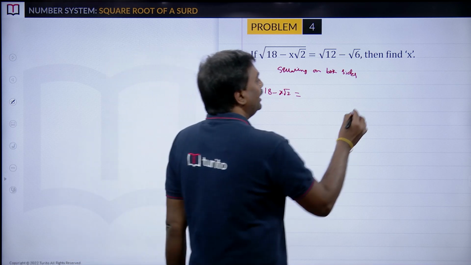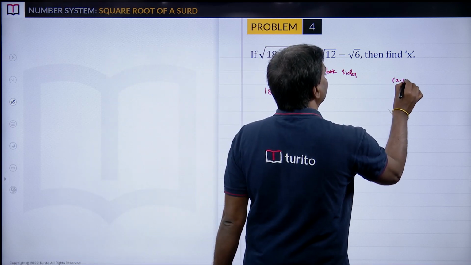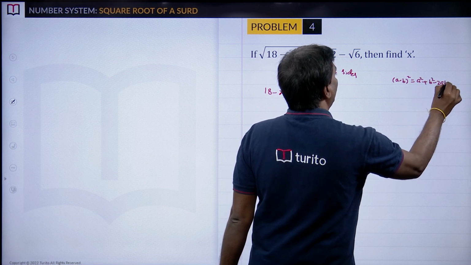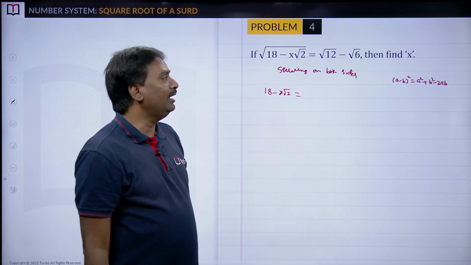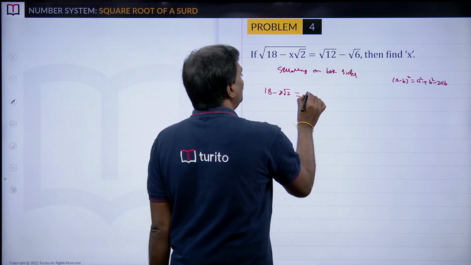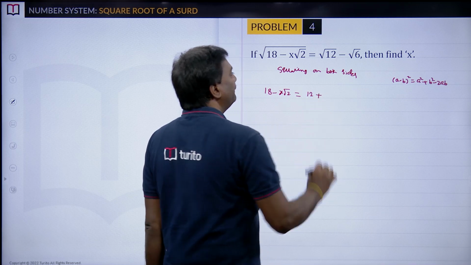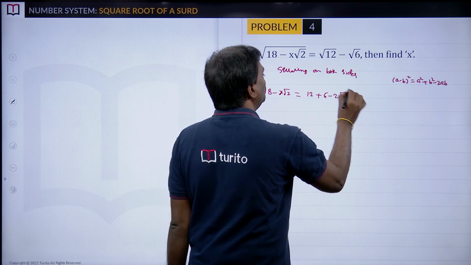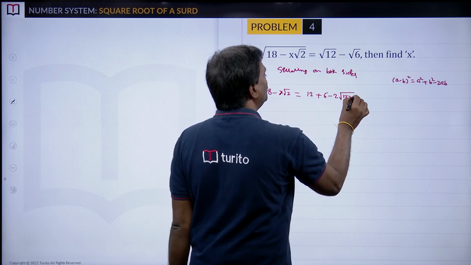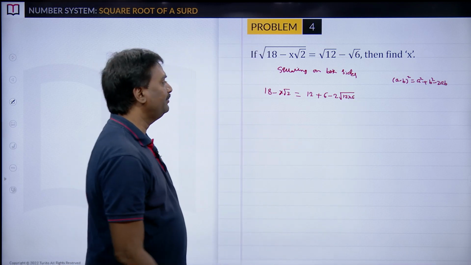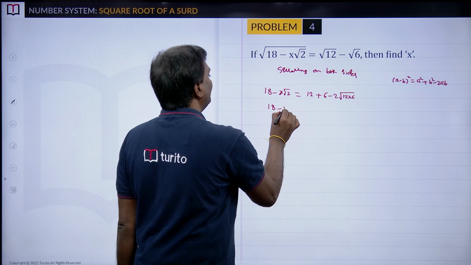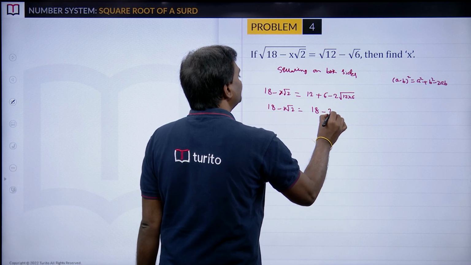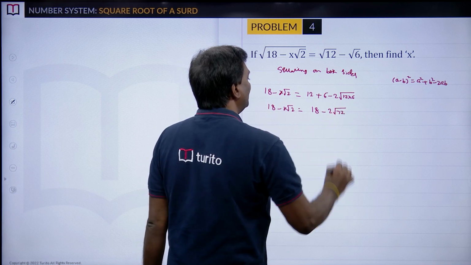Apply the identity (a minus b) whole square equals a square plus b square minus 2ab, where a equals root 12 and b equals root 6. a square is root 12 whole square, which is 12, plus b square, root 6 whole square, which is 6, minus 2ab, 2 into root 12 into root 6, that is root 72. So 18 minus x root 2 equals 12 plus 6, that is 18, minus 2 into square root of 72.